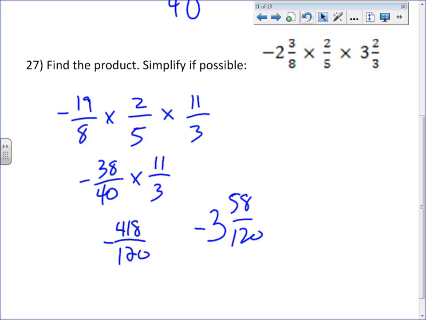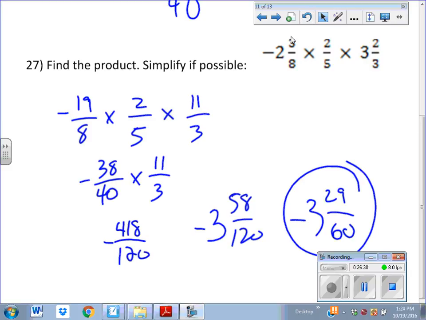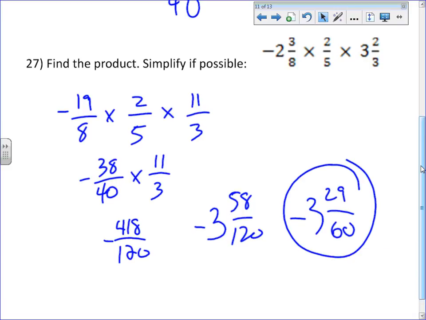And now I have to reduce that. Negative 3 and 29 over 60. So negative 3 and 29 over 60, nothing goes into that. So that's the final answer, unfortunately. Nice and ugly. Next question.